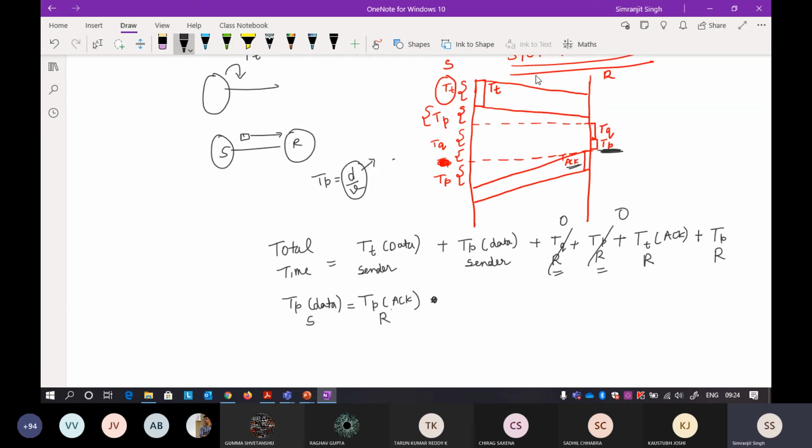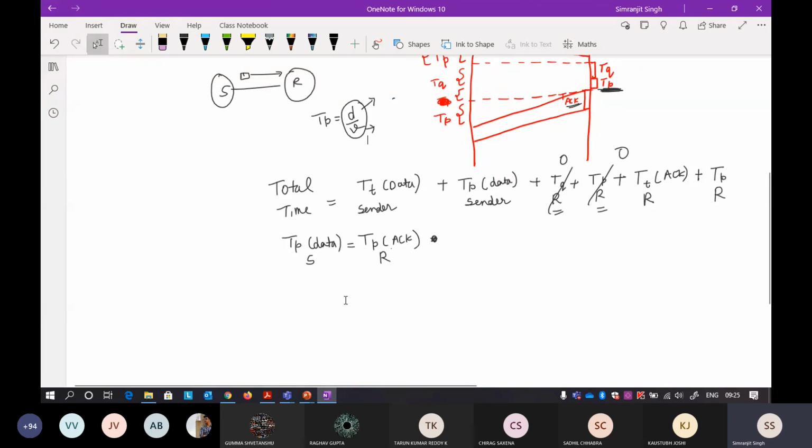There is a distance. If there is a distance of 10 kilometers between the sender and receiver, the distance from the sender to receiver is equal to the distance from the receiver to sender. And velocity we already know will be fixed. Velocity will either be the speed of light or the speed in an optical cable. So if these two are equal, I'm just denoting it as 1, so that is my TP.